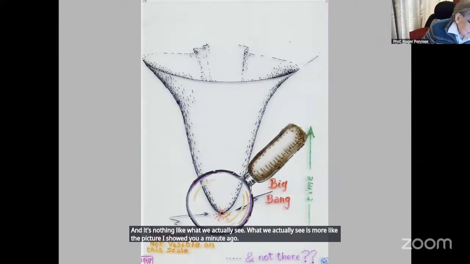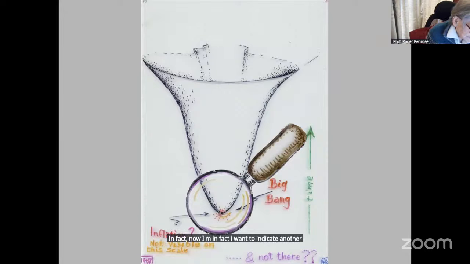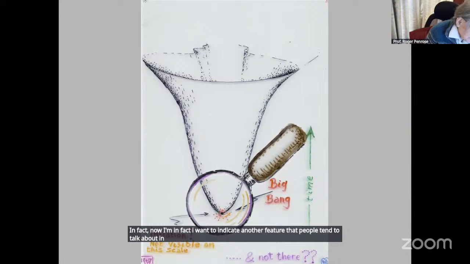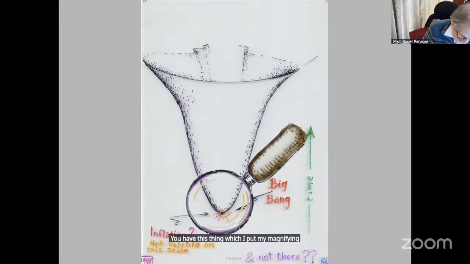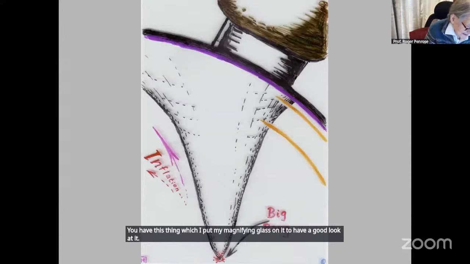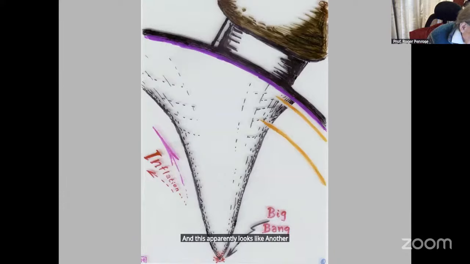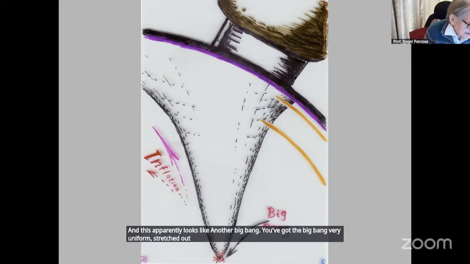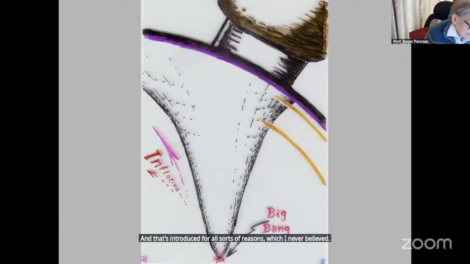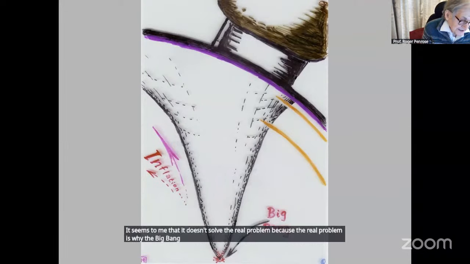In fact, now I want to indicate another feature that people tend to talk about in their discussion of cosmology for various reasons, which I won't go into. They tend to think that in the very early stages of the Big Bang, you have this thing, which I put my magnifying glass on to have a good look at it. And this apparently looks like another Big Bang. So you've got the Big Bang, very uniform, stretched out, and this is what's called the inflationary phase. And that's introduced for all sorts of reasons, which I never believed. It seems to me that it doesn't solve the real problem, because the real problem is why the Big Bang was not like the time reverse of this great mess we saw as what a collapsing universe would look like.